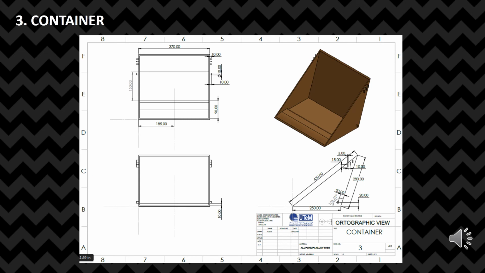Number 3, container. From this drawing, we can see the length of this container is 250 mm, the height is 280 mm, and the width is 370 mm. The material of this container is the same as the body, which is aluminium alloy 1060.